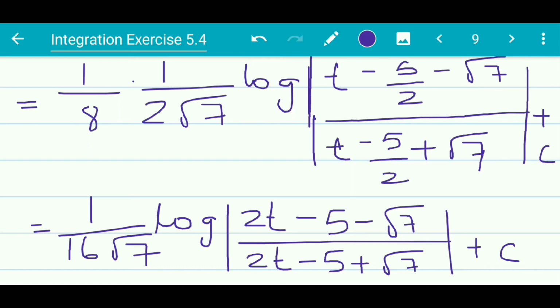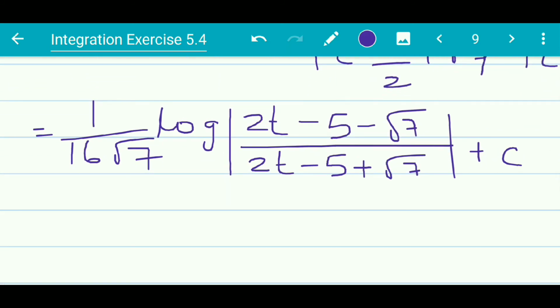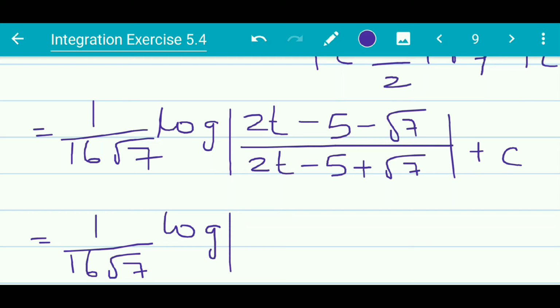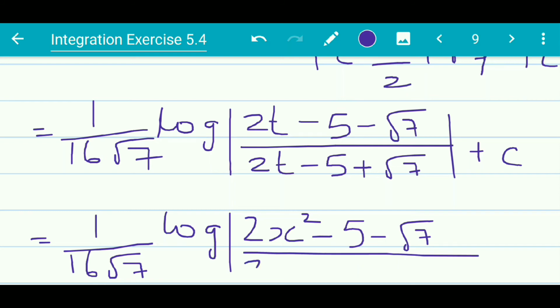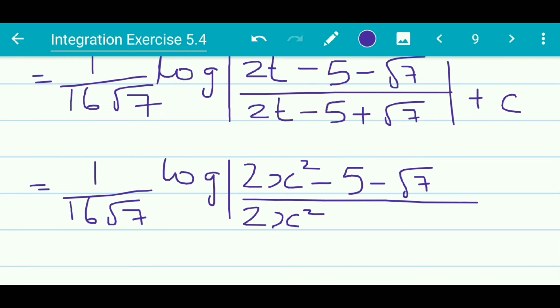Is our sum complete now? No, isn't it? Because we have to put the value of t over here. Only then will our sum get completed. So over here 1 upon 16 root 7 log mod of, now x square was t, so we substitute t as x square. So 2x square minus 5 minus root 7 upon 2x square minus 5 plus root 7. Now our sum is complete once we put the plus c over here. And this becomes your answer for this sum.